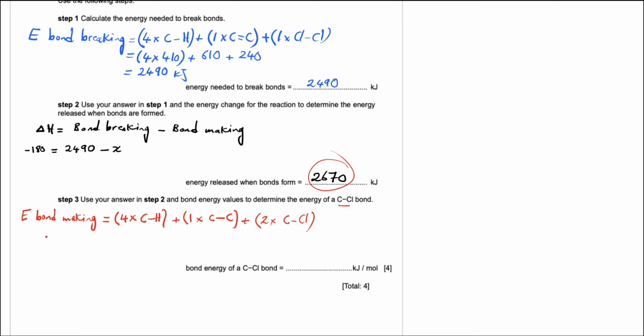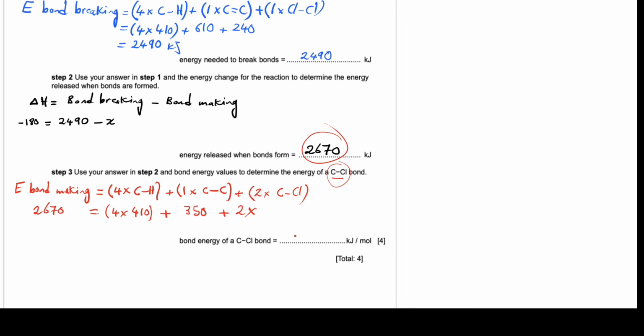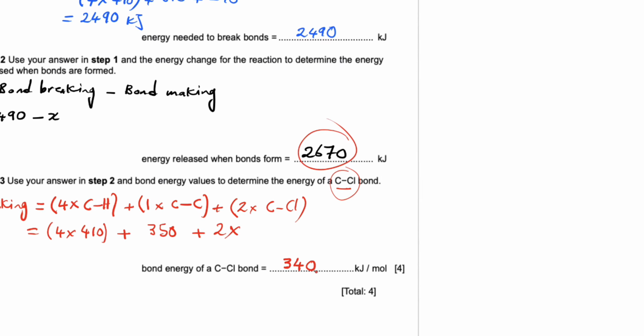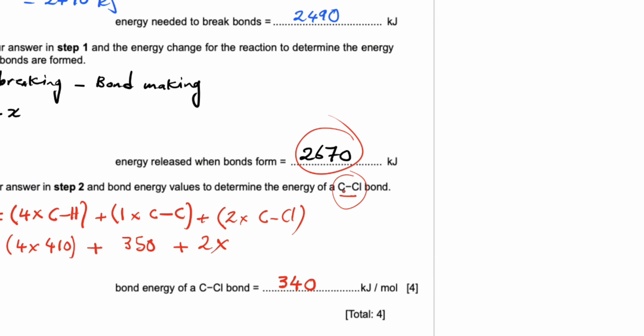So the energy of the bond making from the previous step is going to be 2670, equals 4 times 410 plus 350 plus 2 times the bond between carbon and chlorine, and this is the unknown here, so it's 2x. And then you just have to do the math. It's just a simple algebraic equation. Just do the math and find the value of x. And you're going to find that x equals 340 kilojoules per mole. So the bond between carbon and chlorine is 340 kilojoules.